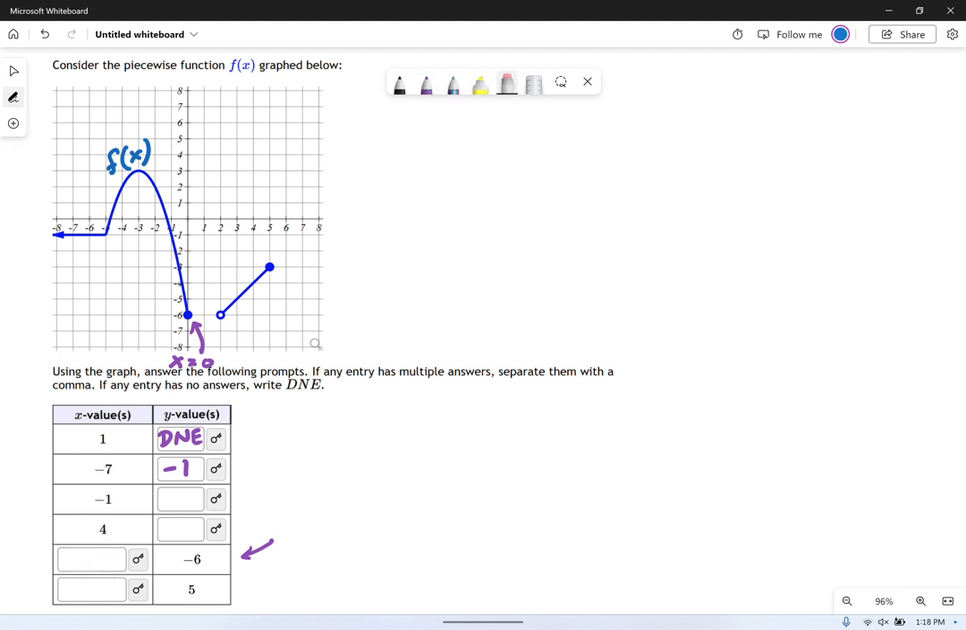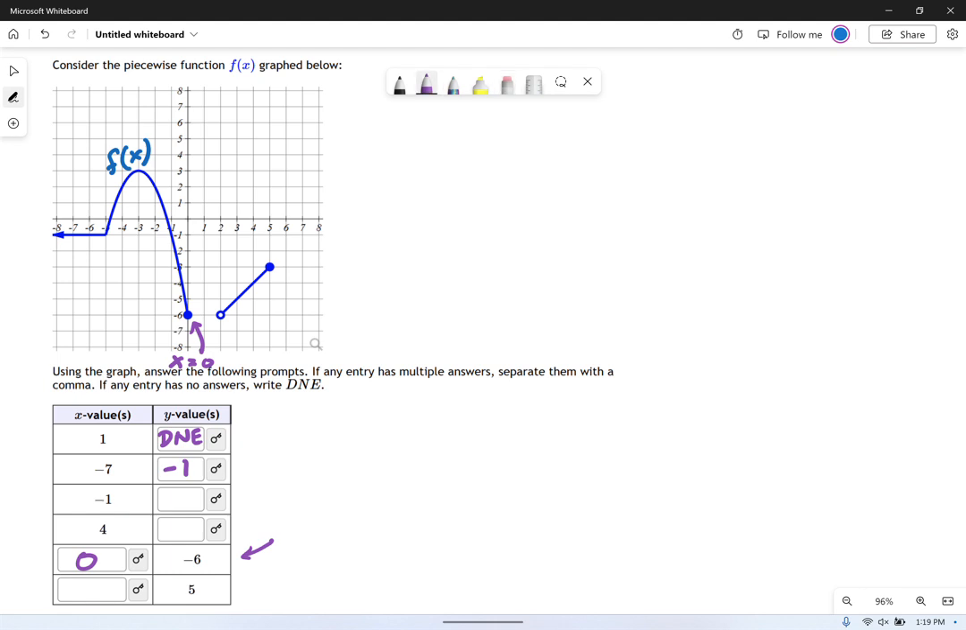So here's my answer to this one. 0. That's it. X equals 0. Y equals negative 6. Now, it is possible to have more than one solution. Like, let's say I had chosen negative 5, for example. If this were negative 5, this next one, where would the function equal negative 5? Well, here's a spot. I don't know what that is, negative 0.2 or something. And then here's another spot, 3. So I would say negative 0.2 comma 3. Those are my two solutions in x. But that is not the case. That was just a what if.